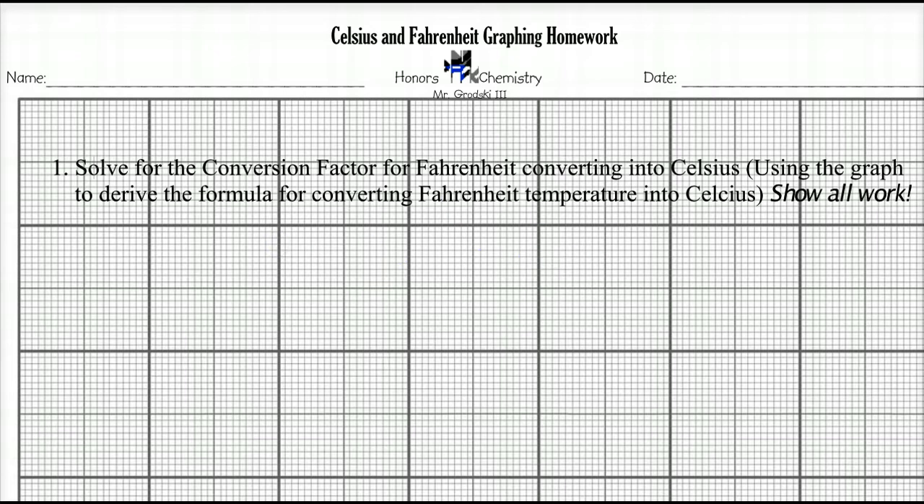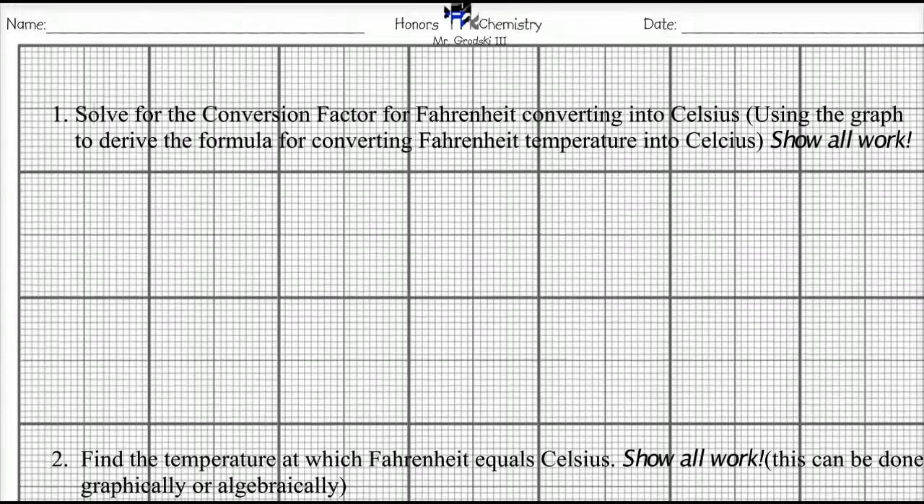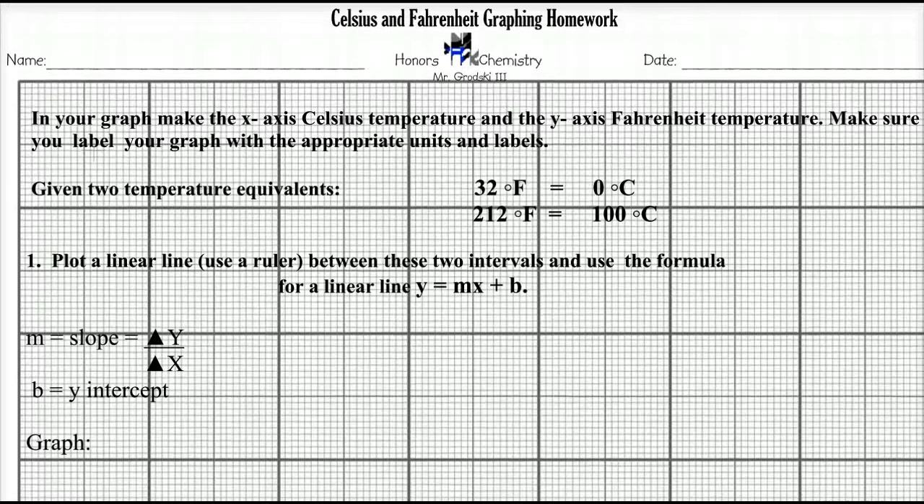So let's get started. The first thing for number one is I would like you to come up with the graph. Let's make a graph. Well, you have to have some equivalents first. So here's some plots first. We have 32 degrees Fahrenheit, which we know is equal to 0 degrees Celsius, and we know that 212 Fahrenheit is equal to 100 degrees Celsius.